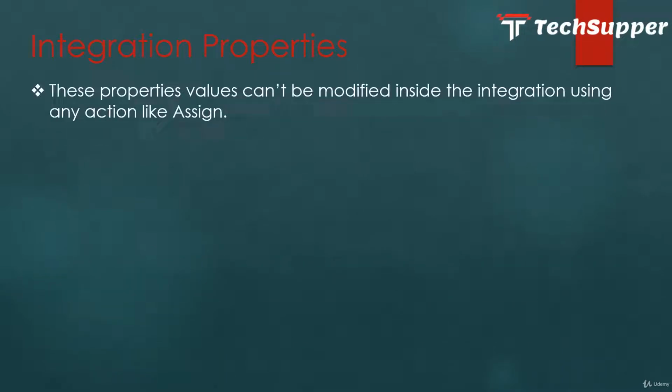These property values cannot be modified inside the integration using any action like assign. Once a property is created in an integration and a value is assigned, whether it's a default value or you are assigning it from outside of the integration, you cannot modify the value of these properties in the integration using the assign activity or any other activity. These properties are not modifiable.